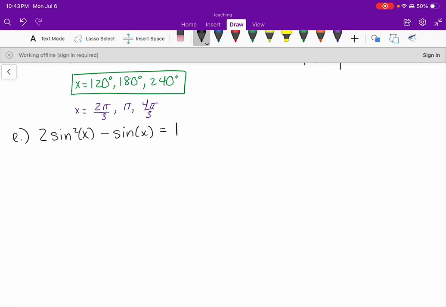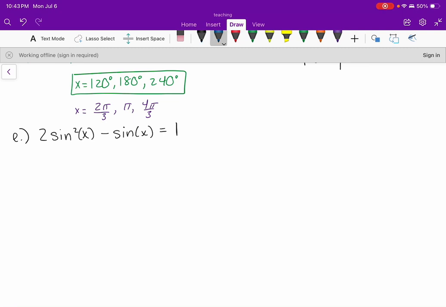In this one, because you have that squared, you have a function without the squared, and then you have a number by itself, this is another trinomial example. So we need to move everything to one side.